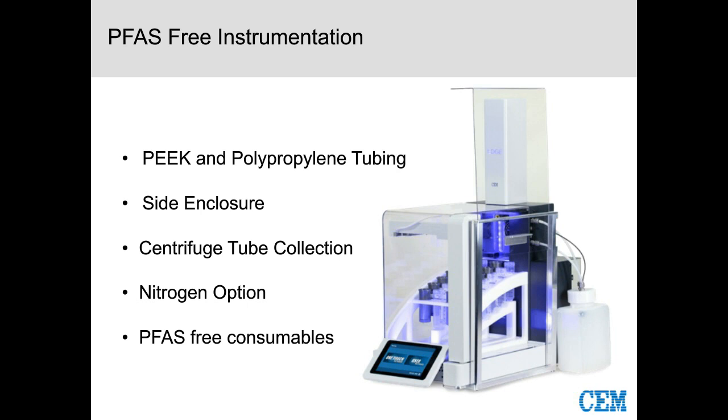Beyond that, we have added a side enclosure. The previous picture of the EDGE had that side enclosure closed. In this picture, you see it open. We just want to make sure that we have a completely clean environment, so when the system's running, you can have that enclosure closed and making sure no dust or anything is getting into the system. Beyond that, if you saw in the video, we were collecting in glass vials. However, we can also collect in centrifuge tubes, and we're going to do that for this PFAS application.